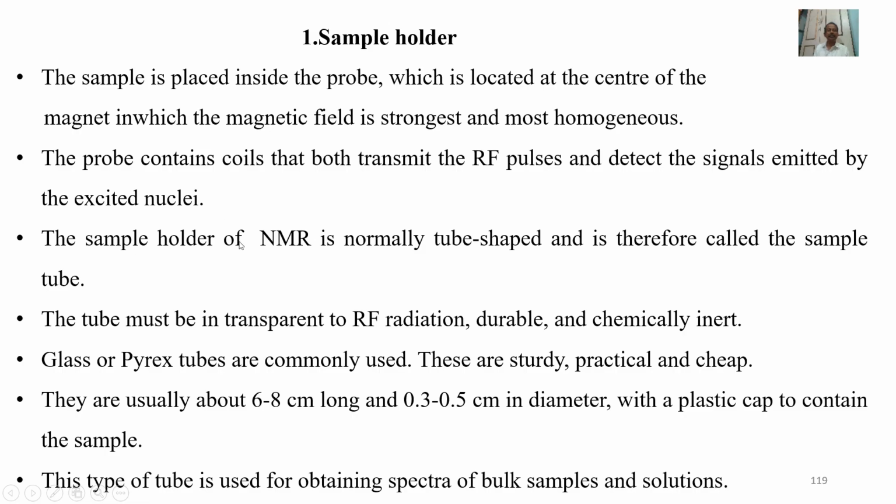The sample holder of NMR is normally tube-shaped and is therefore called the sample tube. The tube must be transparent to RF radiation, durable, and chemically inert. Glass or Pyrex tubes are commonly used. These are sturdy, practical, and cheap. They are usually about 6 to 8 cm long and 0.3 to 0.5 cm in diameter, with a plastic cap to contain the sample. This type of tube is used for obtaining spectra of bulk samples and solutions.